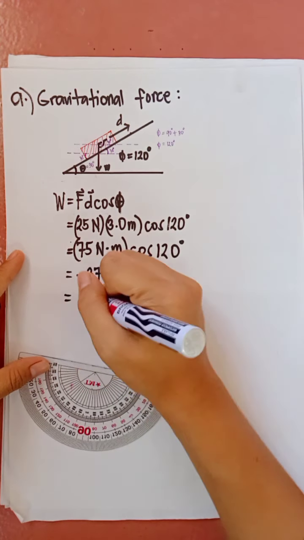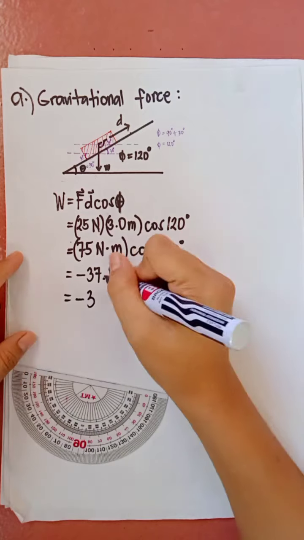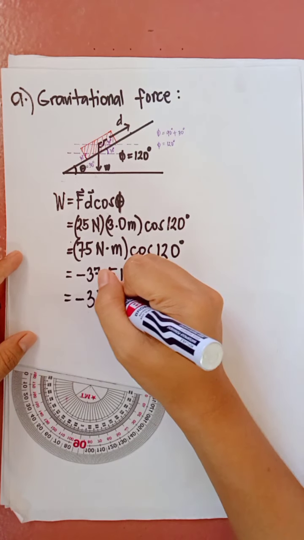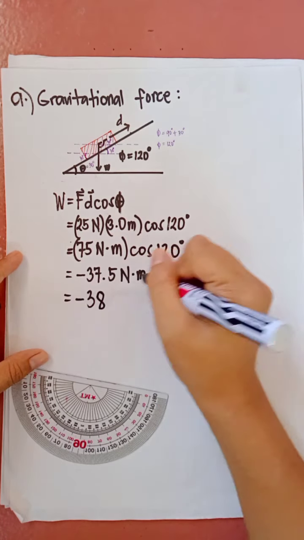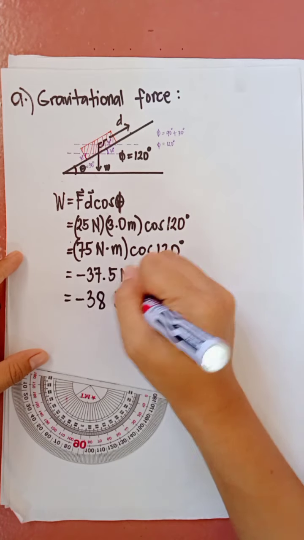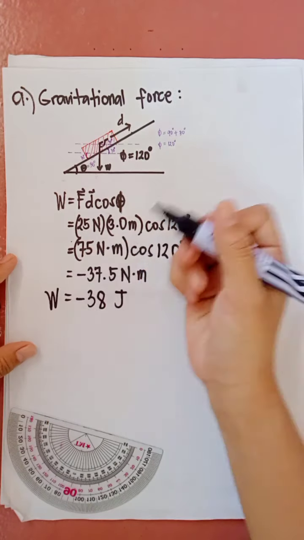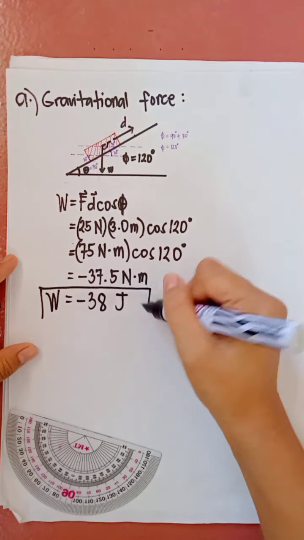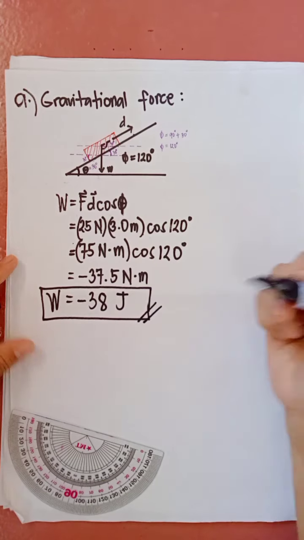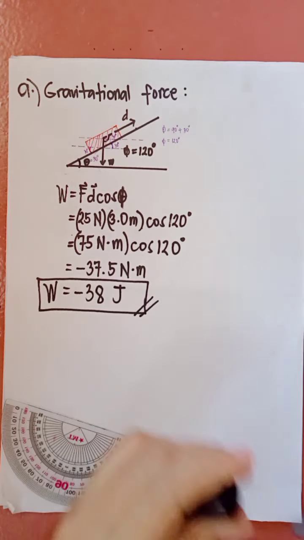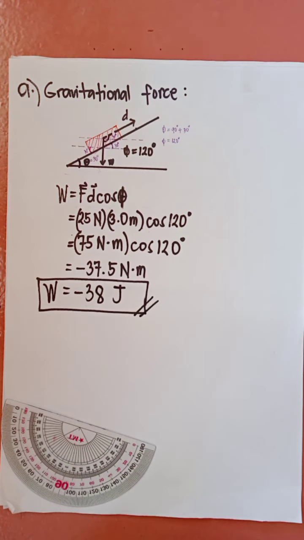So we get negative, or we can approximate this one to 38. And this one, we can express that in joules. So the work done by the gravitational force on the block is equal to negative 38 joules. Next is the applied force. This one is much easier.